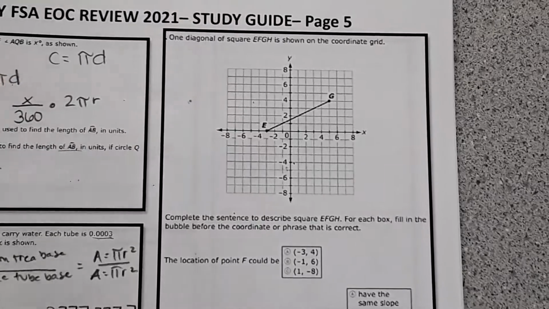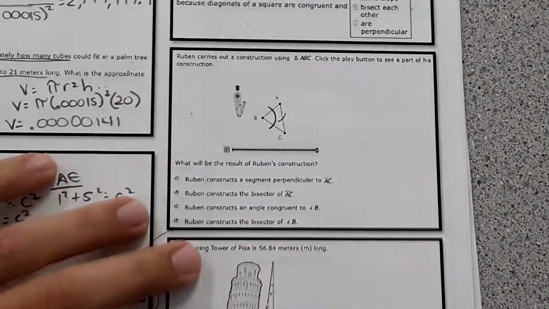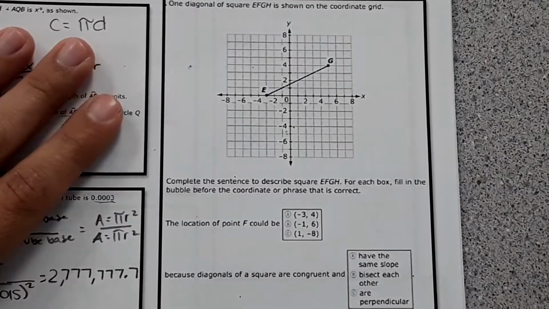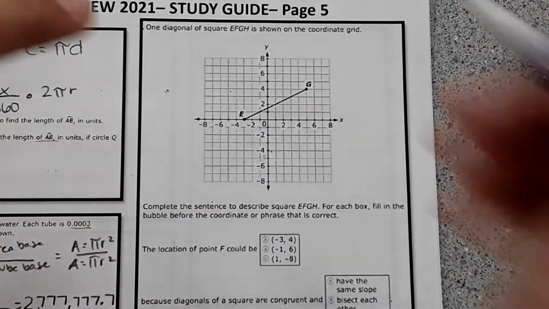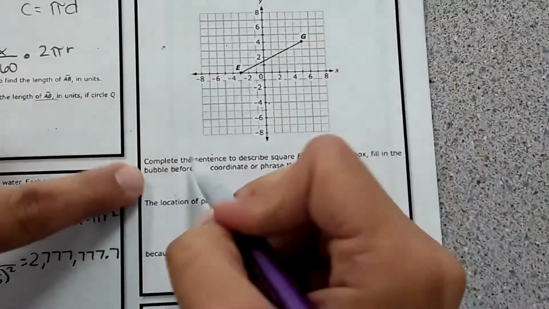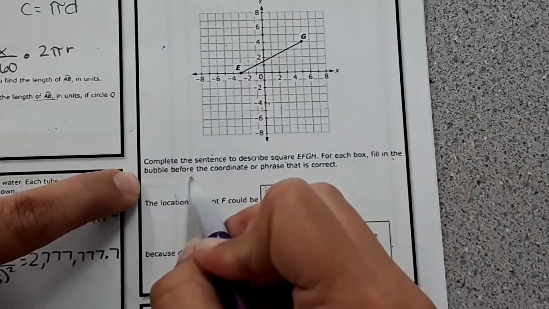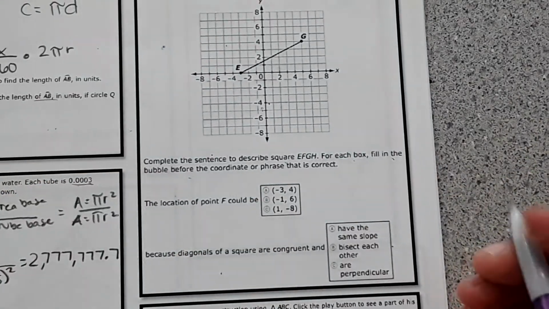Next problem. This one here, it says, we're only doing 2 more problems, by the way. We're not even going to do this one down here. We're just going to do these 2 problems and we're done. So if you're starting to get tired, just hang in there. It says, one diagonal of a square EFGH is shown on the coordinate grid. Complete the sentence to describe square EFGH for each box. Fill in the bubble before the coordinate or phrase that is correct.